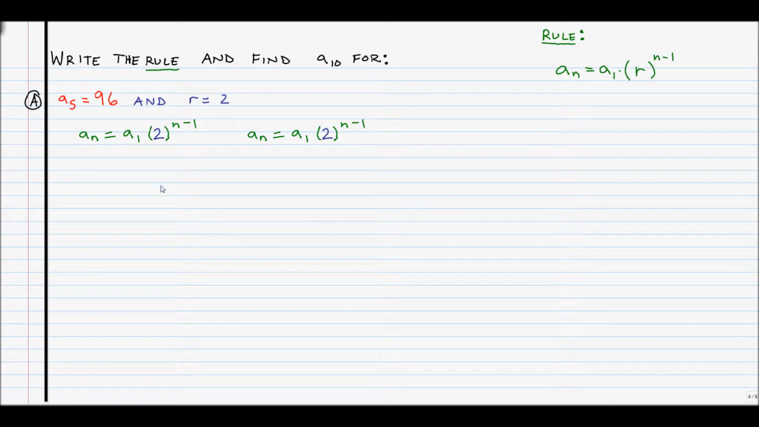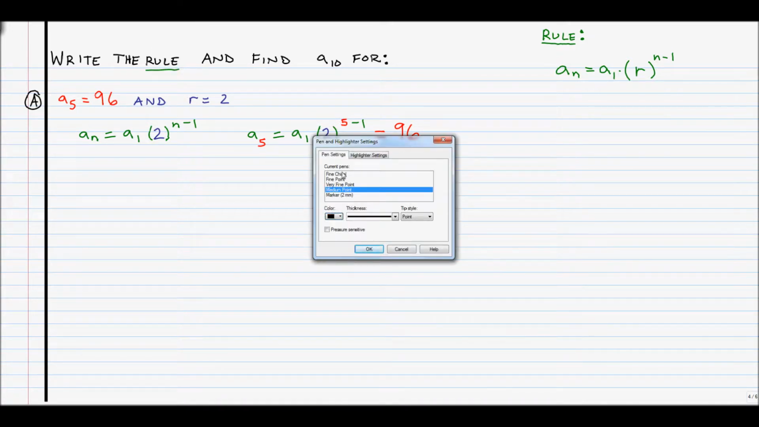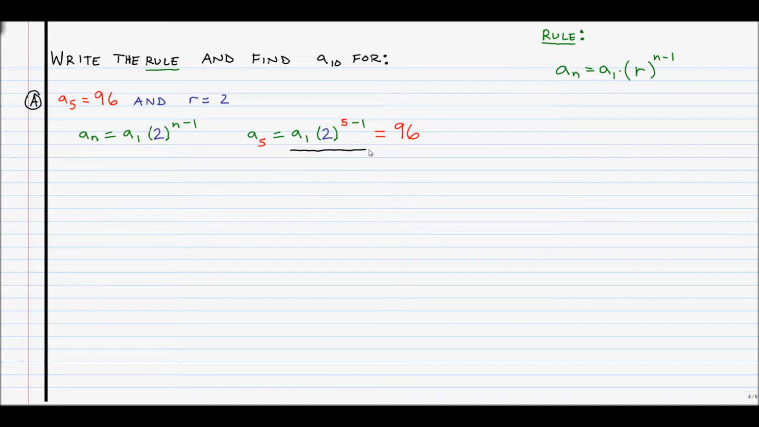So if we know a sub 5 is 96, that means that we know n should be 5. So both here and here, n is 5. And then also, since we have a sub 5, that whole thing is equal to 96. Meaning that we have this equation that we're going to look at: a sub 1 times 2 to the 5 minus 1 power is equal to 96. If we can just solve this for a sub 1, we should in fact have all the information we need to write the rule. And then of course just plug in and run from there.